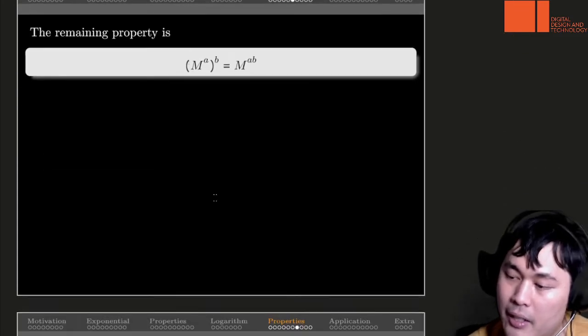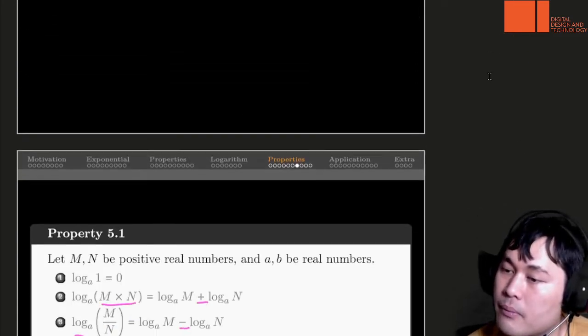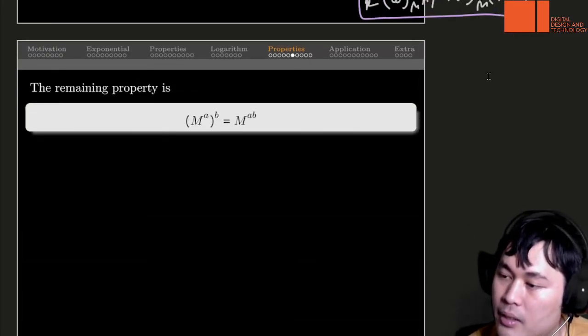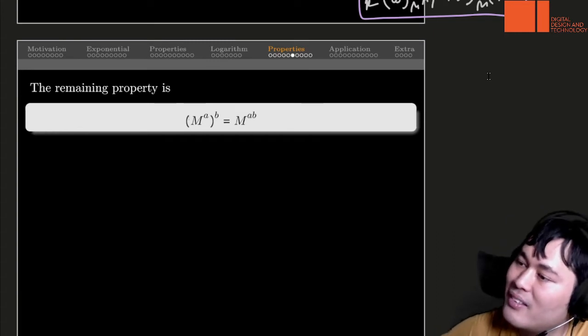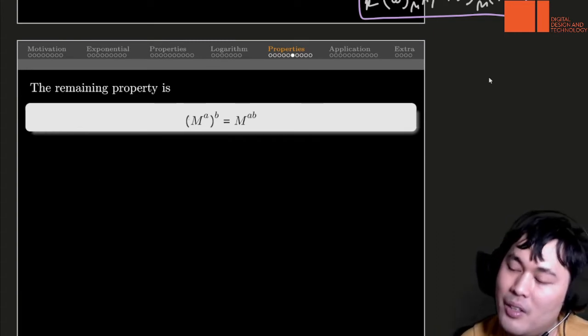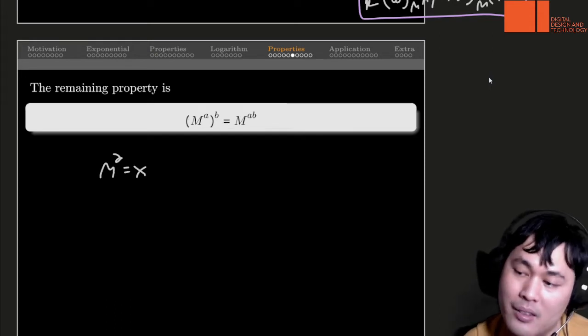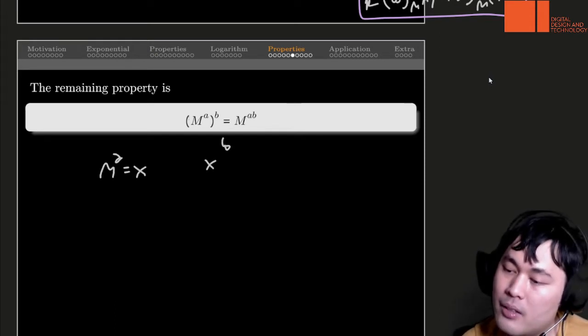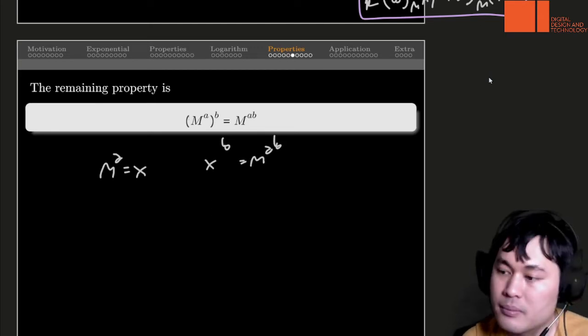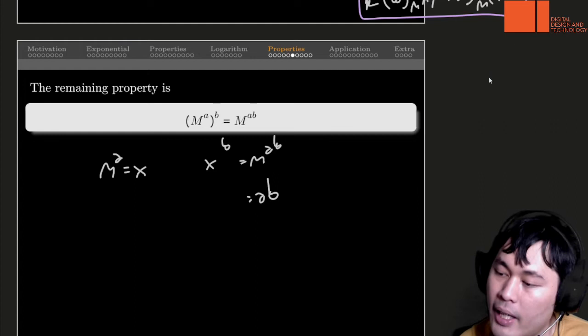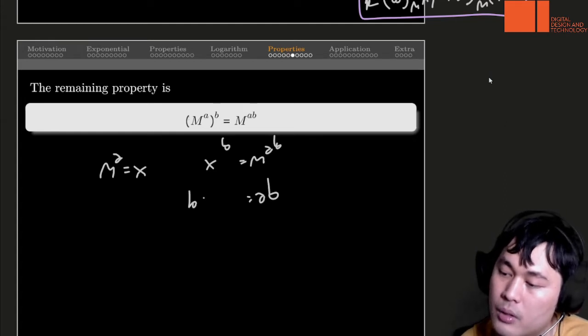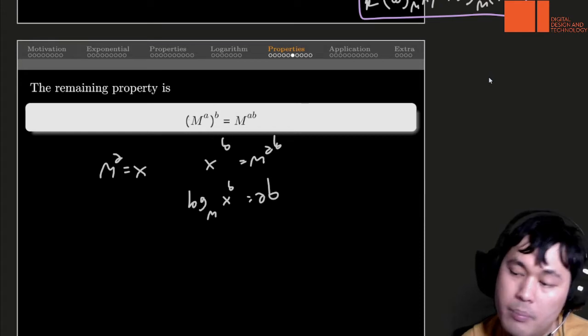Oh yeah, and finally we have this one. And let me try to recall what that means. Oh yeah, it means if we let m to the a be x, and then we have x to the b equals m to the a times b. And that gives us a times b equals log base m of x to the b.